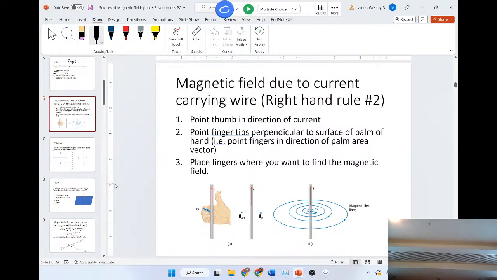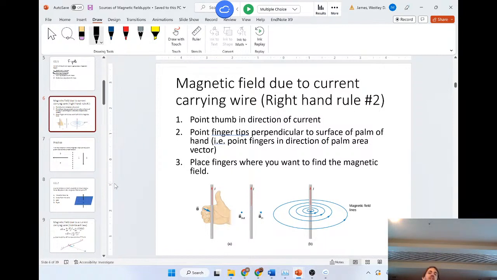Thumb up, fingers that way, turn 90 degrees, it points out. And if you do that everywhere, say we do it here, it's going to be here, you find that the magnetic field that a wire generates is a circle. It makes a circle around it. The farther away you get, the weaker it'll be.